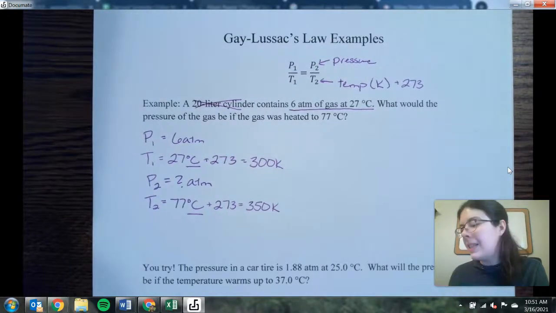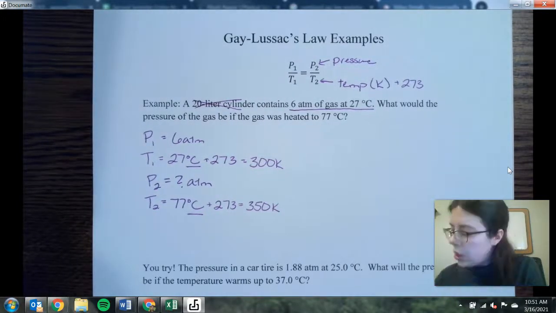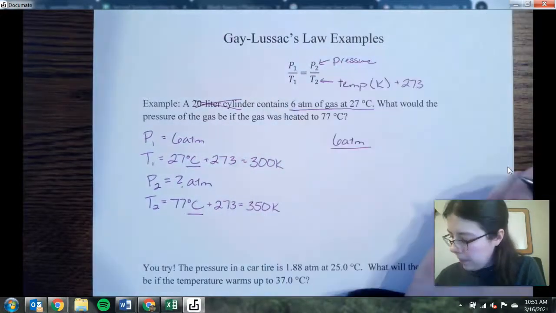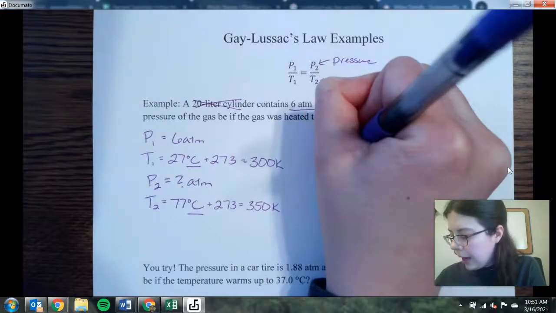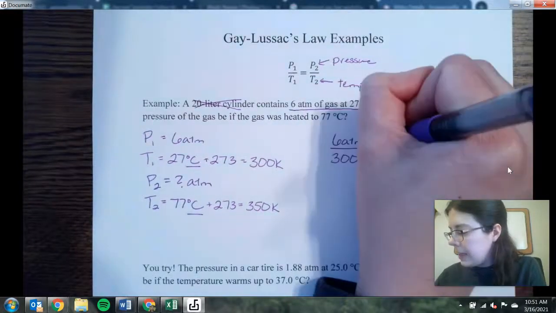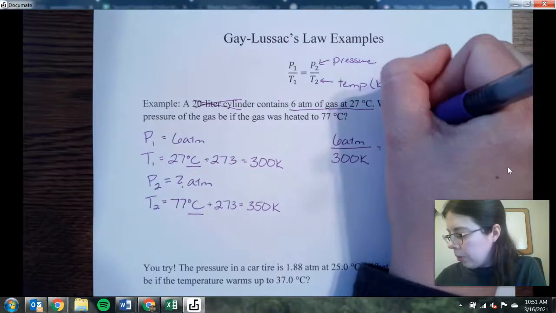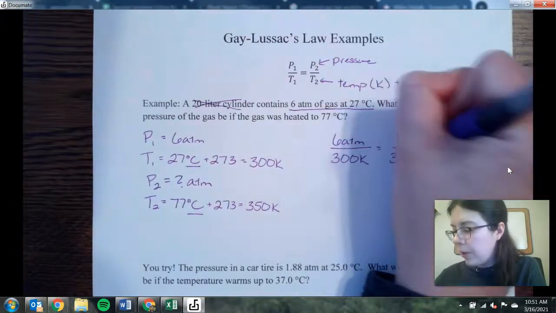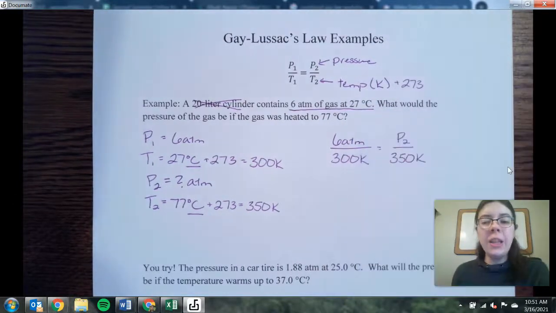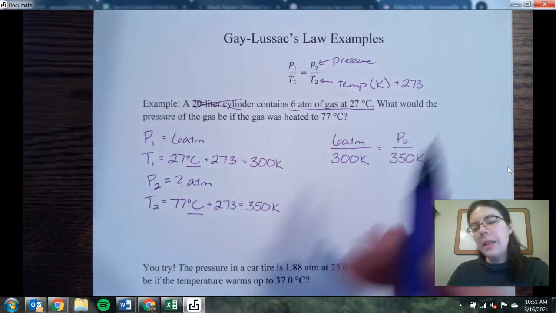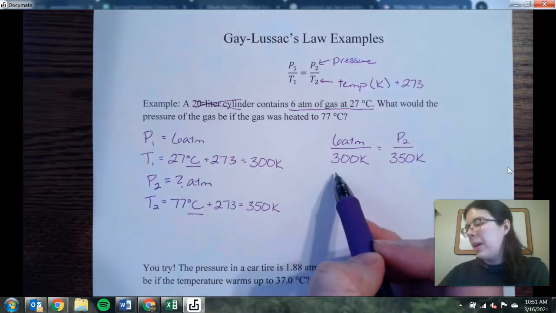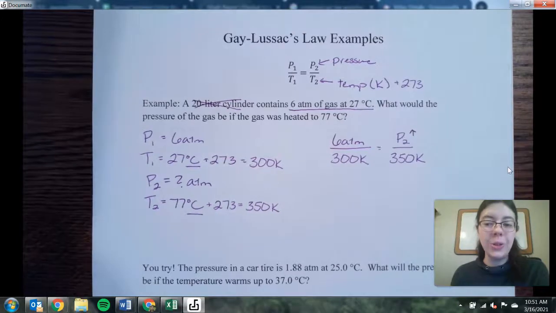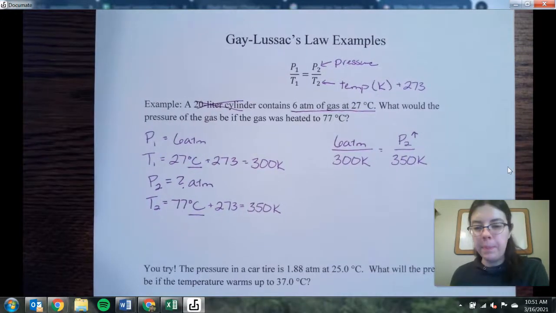Okay, so let's go ahead and plug these values into our equation. So we have P1, which is 6 atmospheres, over T1, which is 300 Kelvin, and that is equal to our P2, our unknown, divided by our final temperature, which is 350 Kelvin. So if we pause here for a second and think about this, temperature is increasing. Therefore, we expect the pressure is also going to be a little bit higher once we raise the temperature. Let's go ahead and prove it mathematically.